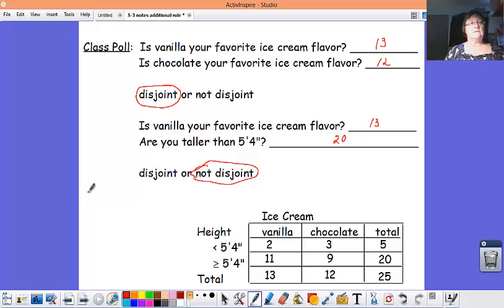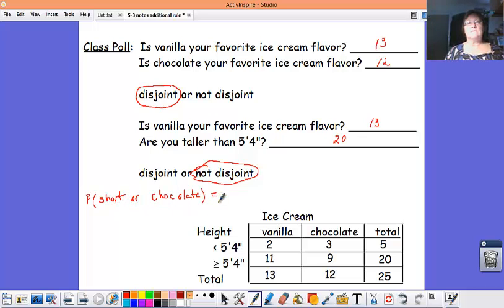So I'm going to ask you to think about this. Can you find for me the probability that if a person is selected at random from this class, they are shorter than 5'4", or like chocolate? Now, as you look at the table, we can see both of those possibilities. You ask yourself, are these disjoint or not? If they're not disjoint, it makes a difference, because if we have overlap, we have to worry about that.